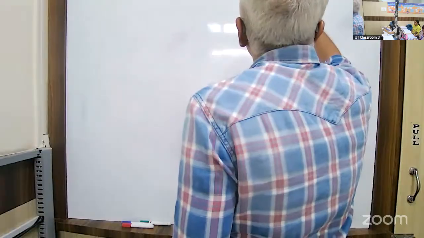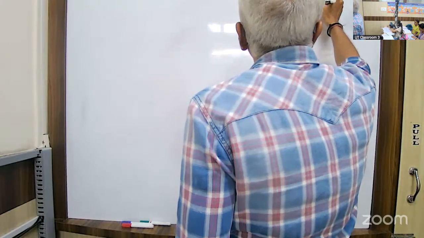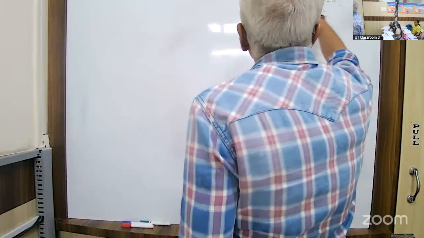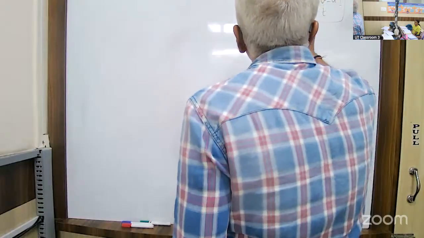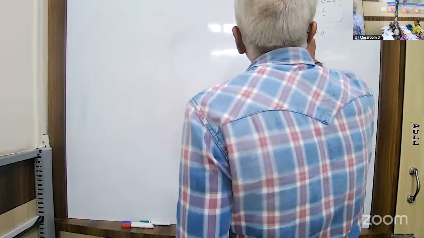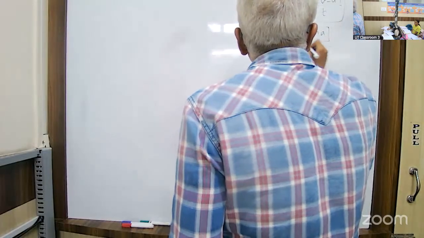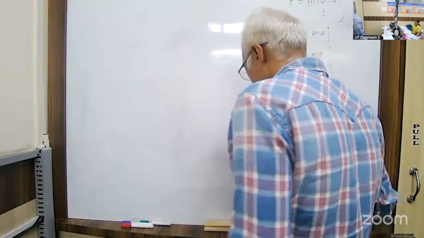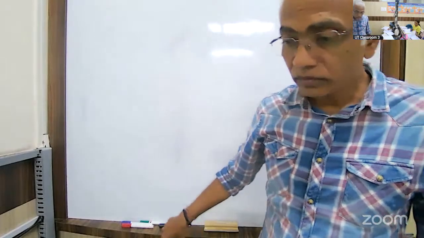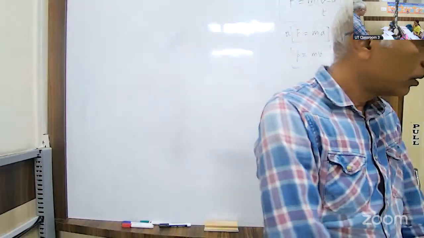In this chapter so far, only one formula: F is equal to MV. That's it. These two things you have used so far in this chapter. Okay. Done?